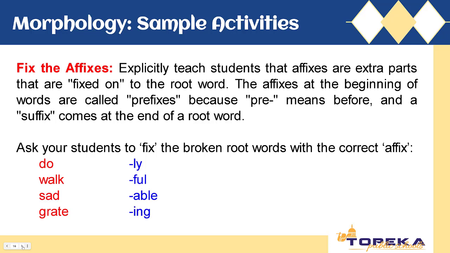So in this activity, ask your students to fix the broken roots with the correct affix. On the left-hand side in red, you will see 4 words: do, walk, sad, great. And in blue, you will see the 4 suffixes: ly, full, able, and ing. Have your students combine those words. Perhaps they're on word cards, and they are going to actually take those cards and move do to the correct suffix, and full to the correct base word. With older students, this might be done on paper, or you could also use word cards with older students. So think about how this would best be applied to the grade level that you teach.